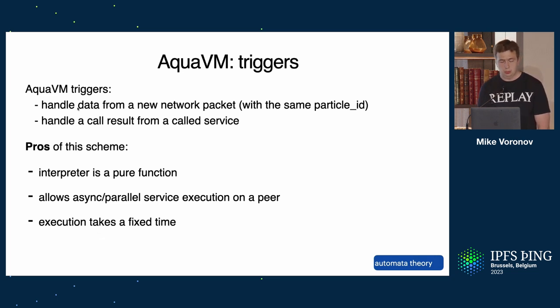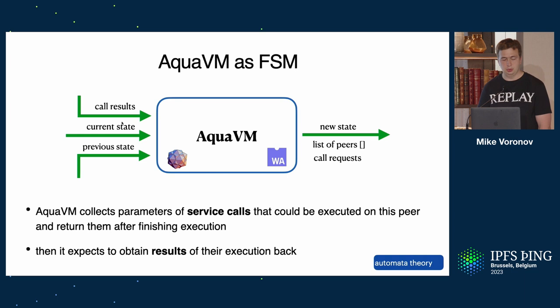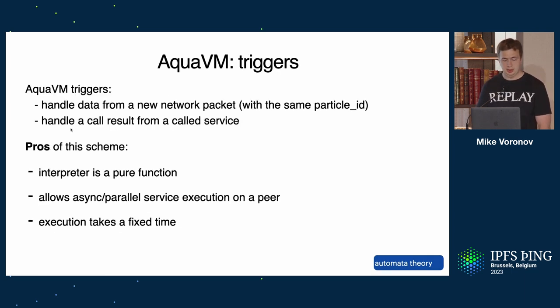And there are only two ways AquaVM could be triggered. The first one is when a new network packet comes from the network. Then AquaVM should be run with this current state, where the current state is the new state obtained from the network. And the second case is to handle a call result when it's ready. When some service provides the result, it should be passed into AquaVM.